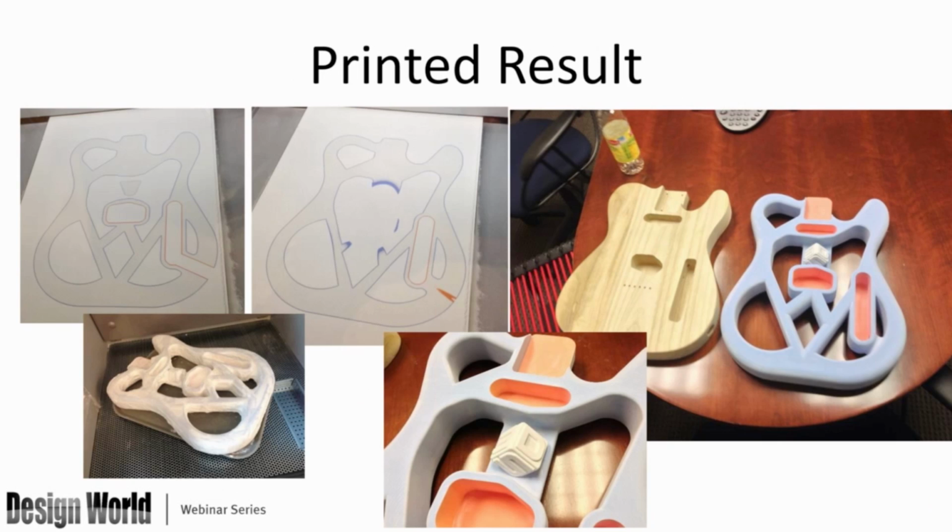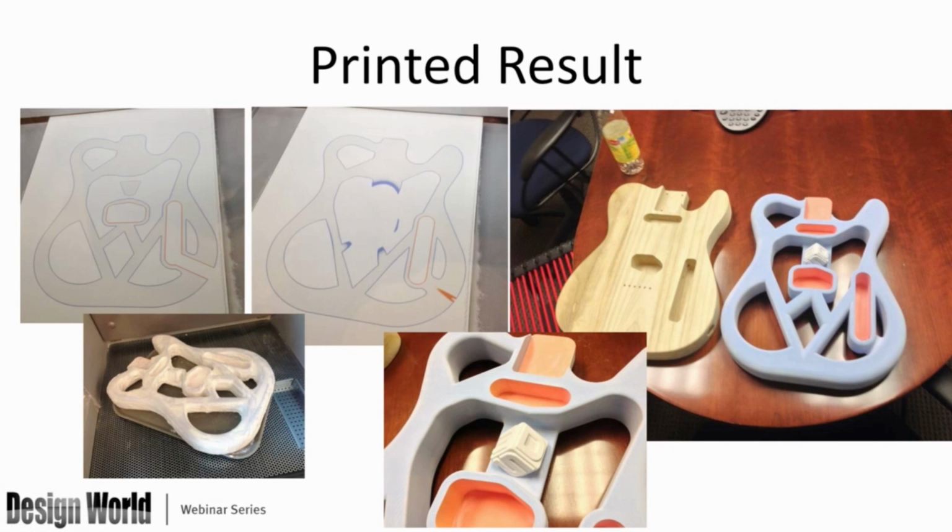So here's some pictures of the result of the guitar that we made. This is the guitar I just showed you. You can see some of the layers being printed in real time over here. And the result is it came out of the printed material. And then the cleaned up result here and then sitting next to the original wooden guitar body there.